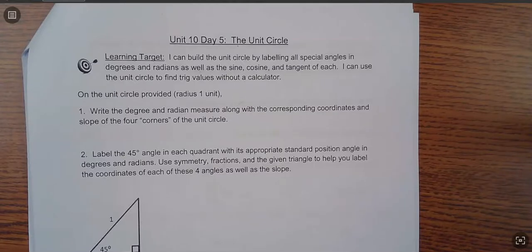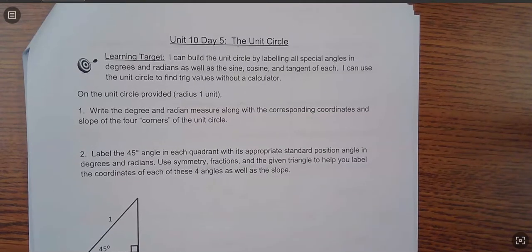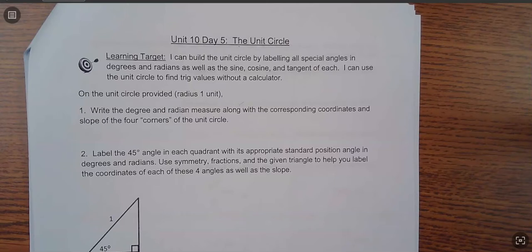Alright, so Unit 10, Day 5, this is what's called the unit circle, and we call it the unit circle because we think of it as a circle with a radius of 1. It's going to be extremely helpful for us to find cosine and sine and even tangent of some really common angles that we're going to be using. This is a tool that's meant to be quicker than using a calculator, and it's actually more exact than using a calculator.